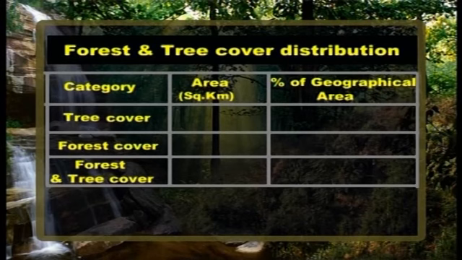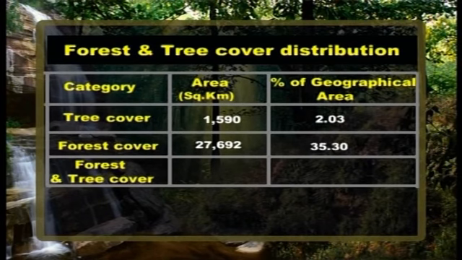The area under tree cover is 1,590 square kilometers. This amounts to 2.03%. The forest cover is 27,692 square kilometers, which is almost 35.3%. The forest and tree cover area in Assam is 29,282 square kilometers, which is almost 37.33%.